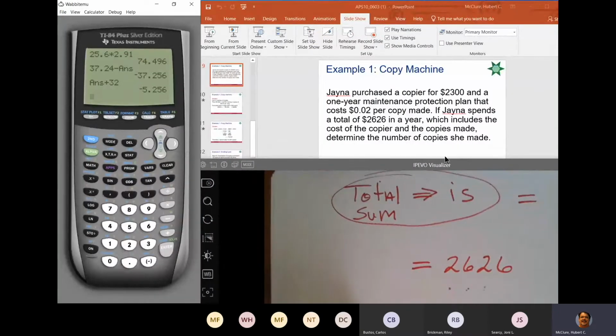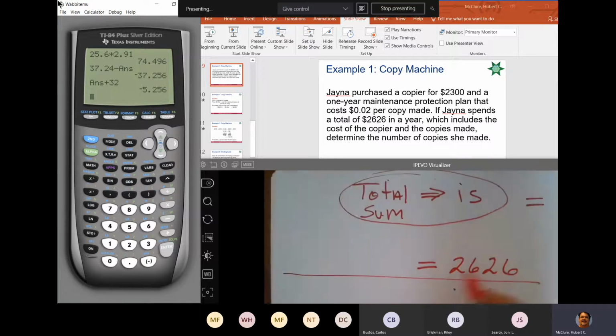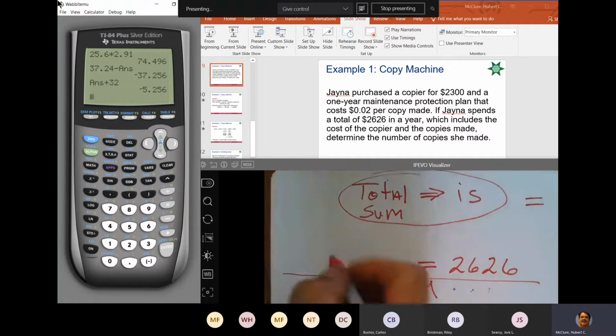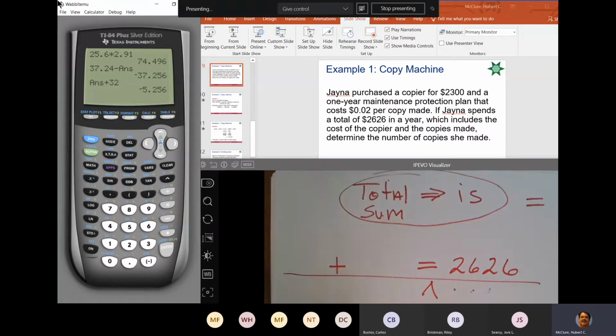Okay. So it says right here, if Jana spends a total of 26.26, total equals 26.26. That's the first thing you want to take care of because you've just figured the right-hand side of the equal sign. You just figured the right-hand side of the seesaw. So that means the other side, and they're going to add something because it said and, or let's see, yeah, there it is.